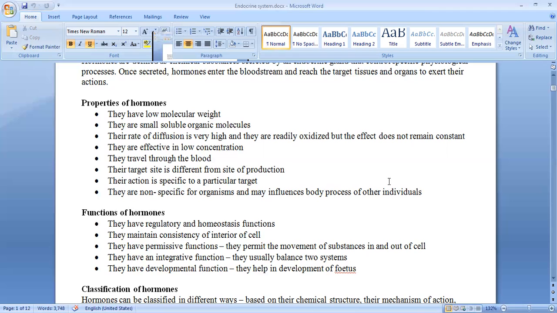So the oxytocin was given to the cow. That means the action of oxytocin is not specific. Whether it is in the cow, it will stimulate the reproductive system. Whether it is in the human being also, it will stimulate the reproductive system. So that is the meaning of saying that the actions of these hormones are non-specific for organisms. They are not specific that only in this organism they will have an effect. In any organism, they will have a similar kind of effect, right?